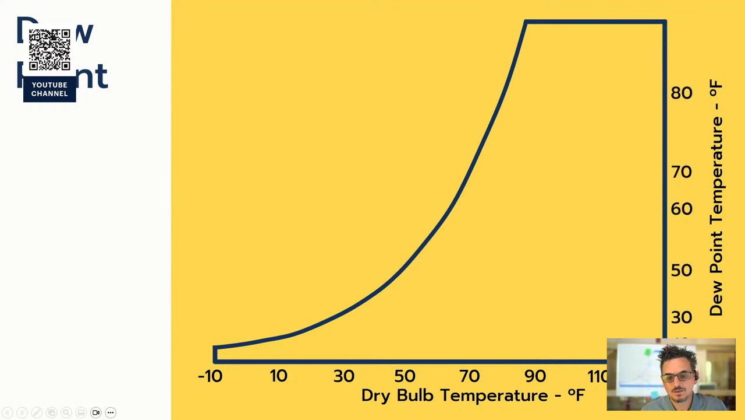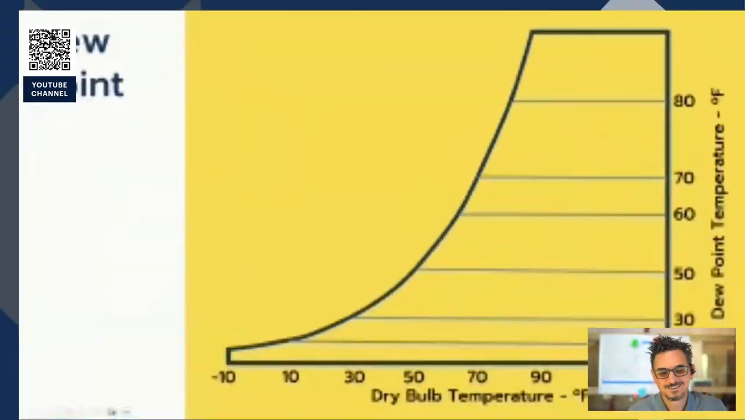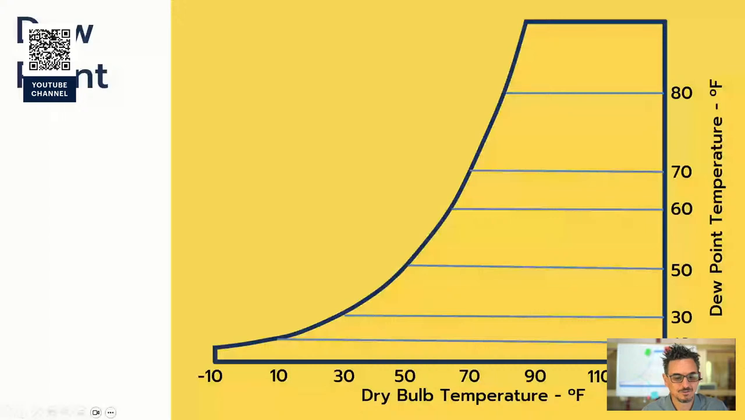Okay. Dew points. Again, the dew point increases as you go up the chart. Okay, so dew point runs horizontal in this manner, and you can see the lower value there from 10 goes up to 80 as you go up the chart.